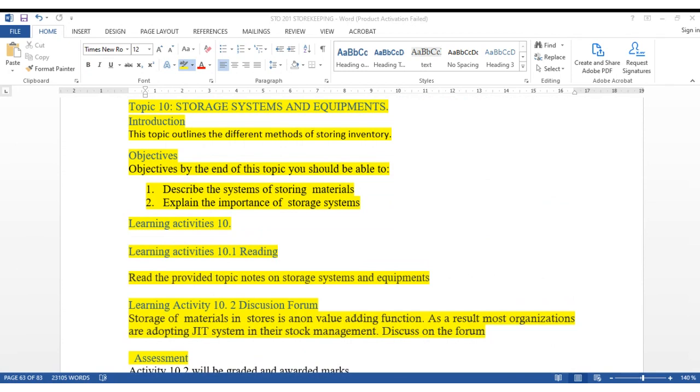Learning activities, essentially reading, studying the modules so as to understand what it entails and how you can be able to pick concepts from there.